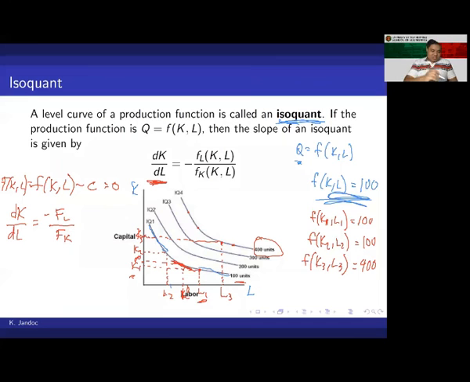According to the theorem, the slope is equal to negative of F_L, which is the derivative of your implicit function big F with respect to L, divided by the derivative of the function big F with respect to K. In this case, F_L is found by getting the derivative of this function with respect to L, so it's just f_L.